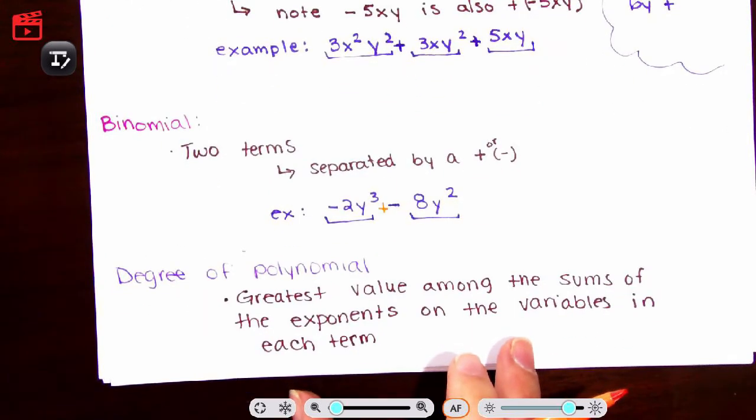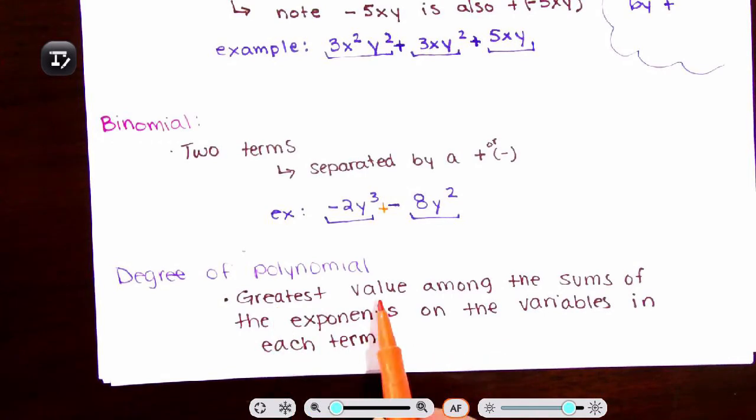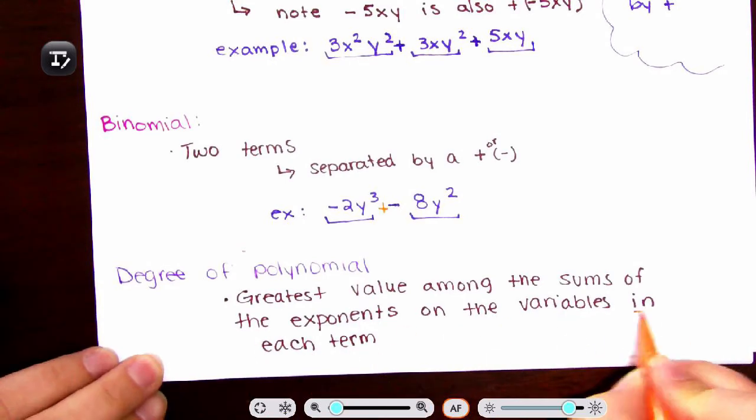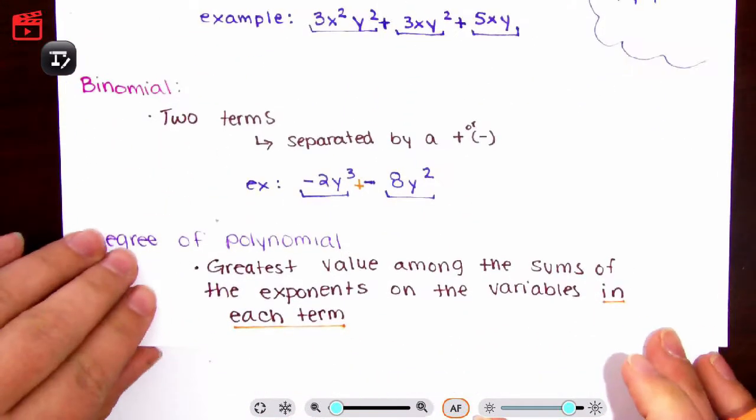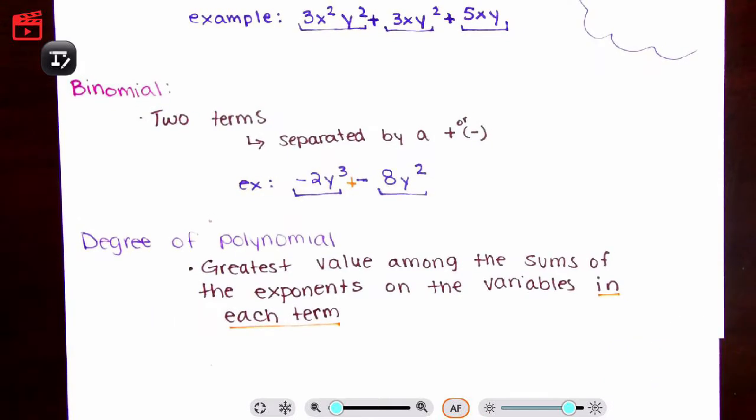All right, let's go ahead and talk about the degree of the polynomial. The degree of the polynomial is the greatest value among the sums of the exponents on the variables in each term. And I want to highlight this, in each term. So basically what you're going to do is evaluate the exponents in each term. And the degree of the polynomial is that greatest value among all of them. Even though each term will have its own greatest exponent, we want the biggest one for all of them at the end.